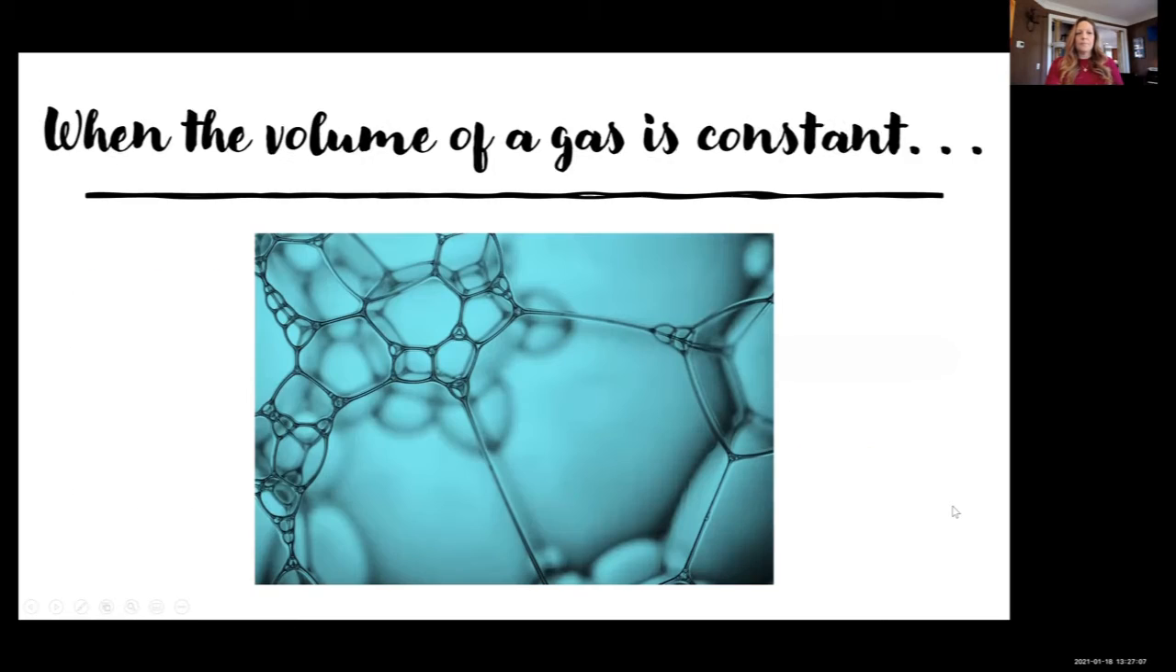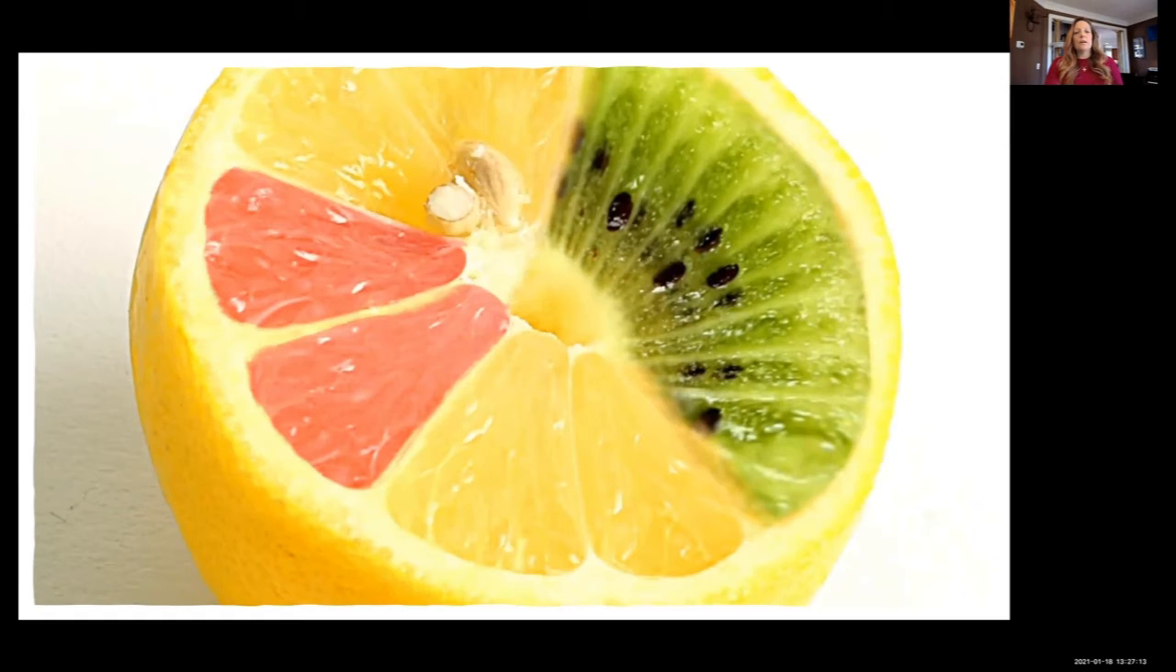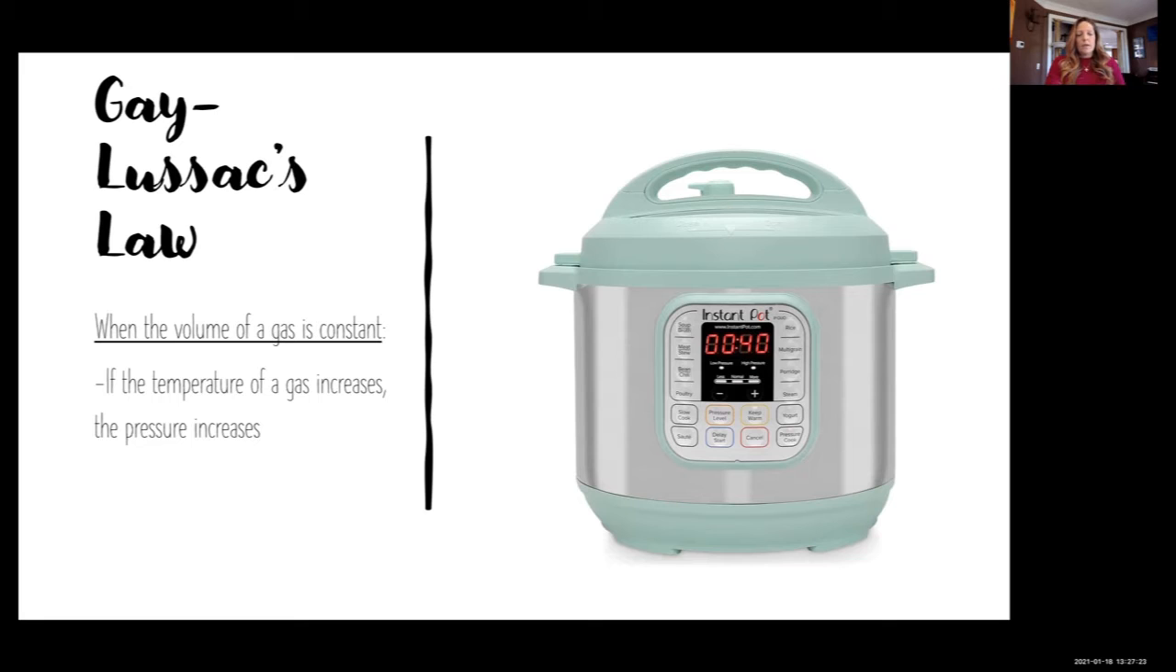Now when you talk about when the volume is constant, then we have to start thinking about temperature and pressure. And this is Gay-Lussac's law. Gay-Lussac's law says that when the volume is constant, as the temperature of the gas increases, the pressure increases. Pressure increases and temperature increases.